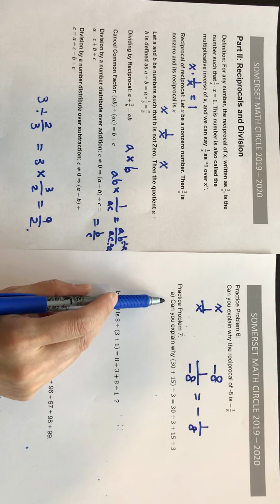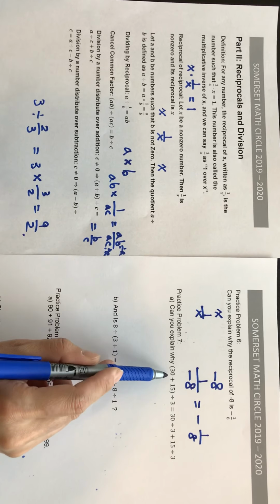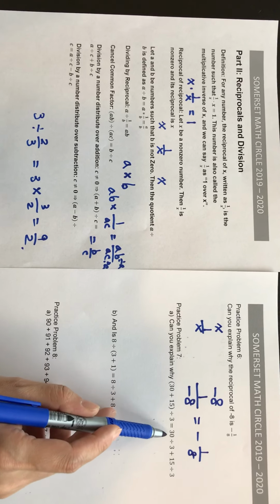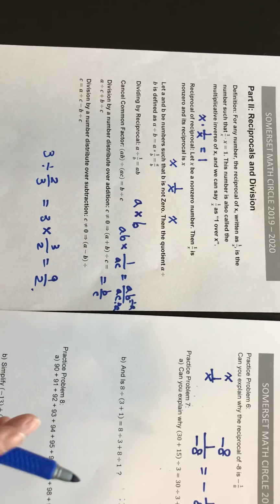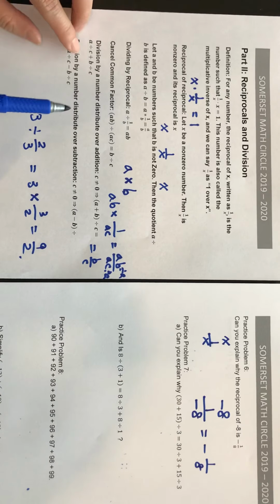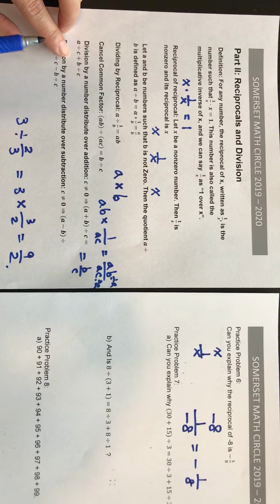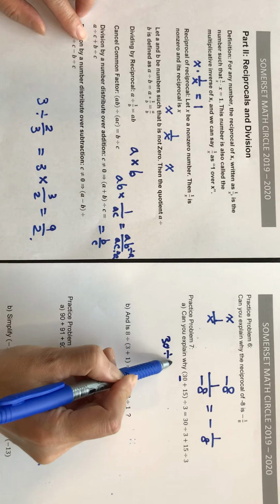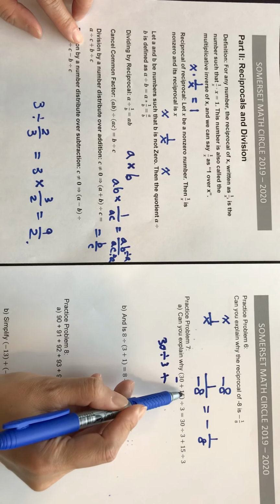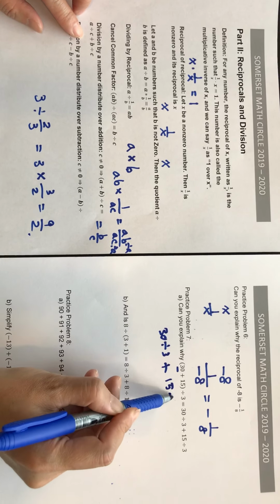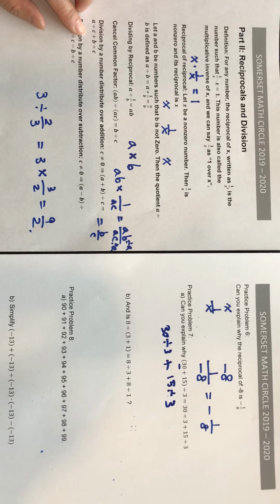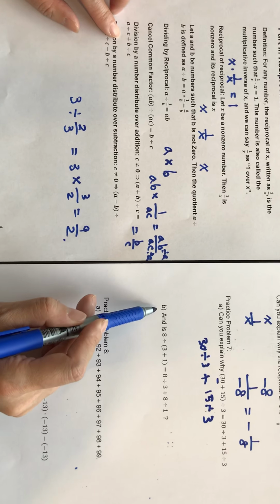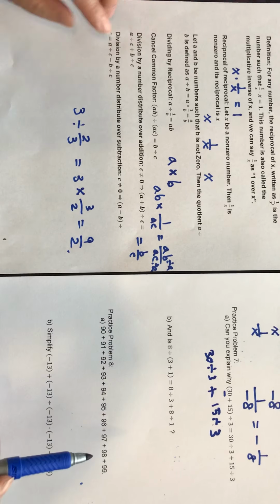Practice problem number 7. Can you explain why this divided by 3 equals this? We have talked about this. This is the distributive property of division. The first term divided by 3, the sign remains, and then the second term divided by 3.